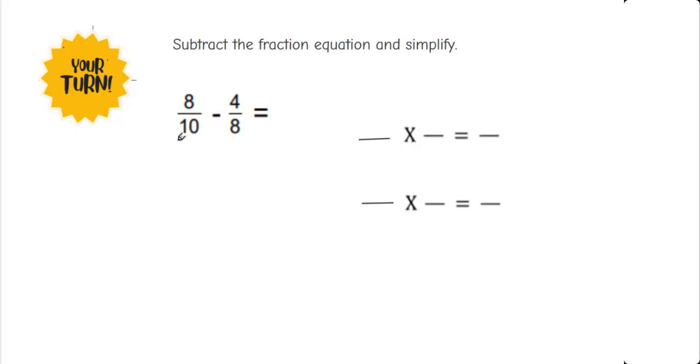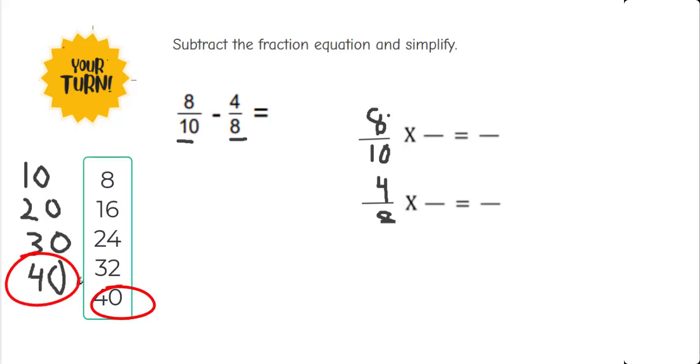My denominators are not the same, and I am subtracting. I'm double checking everything. I need to find an equivalent fraction for 8/10 and for 4/8. Now, I know that both of them are even numbers, so I know that I can find something that they're both equivalent to. I'm going to start with my bigger denominator, just because I know 10, 20, 30, and 40. I will get to 40. 8 times 5 is 40.